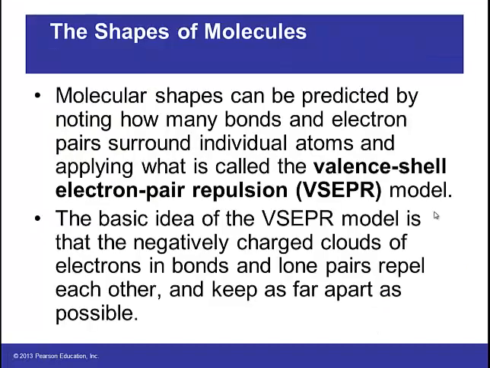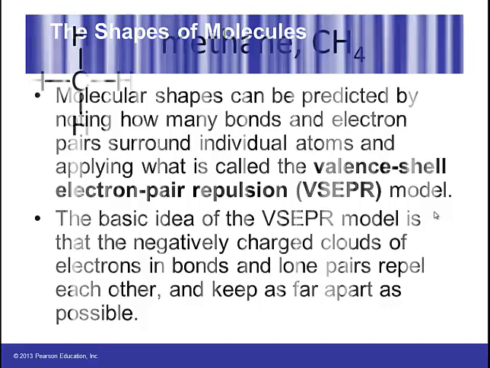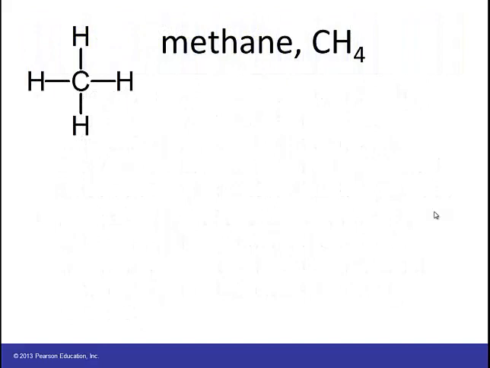So the shapes of our molecules then can be predicted by noting how many bonds and electron pairs surround the individual atoms and applying what's called the valence shell electron pair repulsion model. So the basic idea of the VESPR model is that you have negatively charged clouds of electrons that are either in bonded pairs or in lone pairs, and that they repel each other and they keep as far apart as possible. So that's really the entire theory.